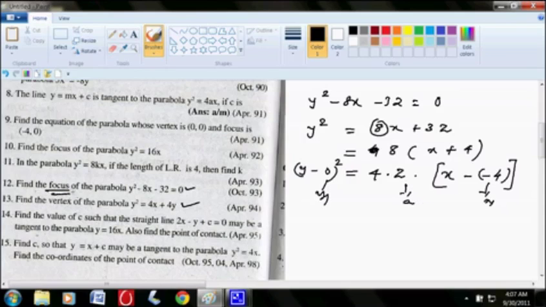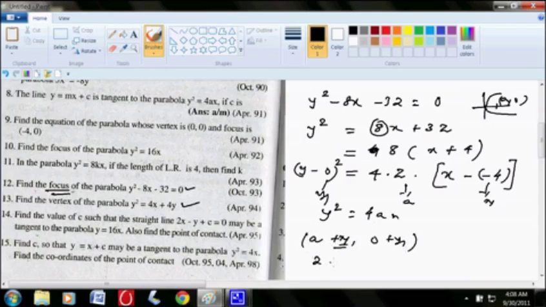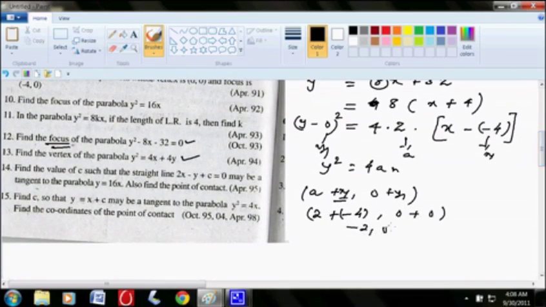So this is your y1, this is your x1, this is your a. What it's asking is find the focus. Now think of this parabola as y square is 4ax. That is the parabola that opens to the right side, and its focus is a, 0. In this parabola, the focus is a plus x1, 0 plus y1. Add x1 to the x coordinate, add y1 to the y coordinate. So this a is 2. 2 plus x1, which is minus 4, and 0 plus y1 is 0. So this comes to be minus 2 and 0.